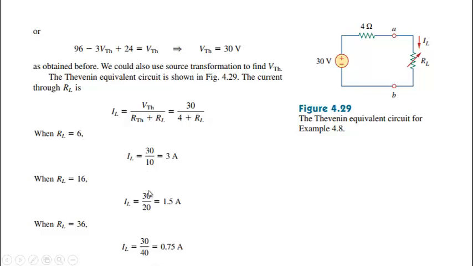If RL is equal to 4 ohm, you will see that this current will be equal to 30 by 8, that is 3.75 amperes in that case. As you will see in the next 2 or 3 slides, we will be very concerned about the value of RL, and what will happen to the circuit for different values of RL.